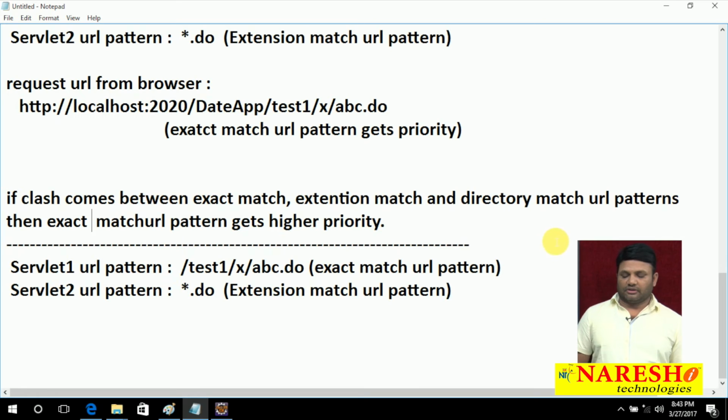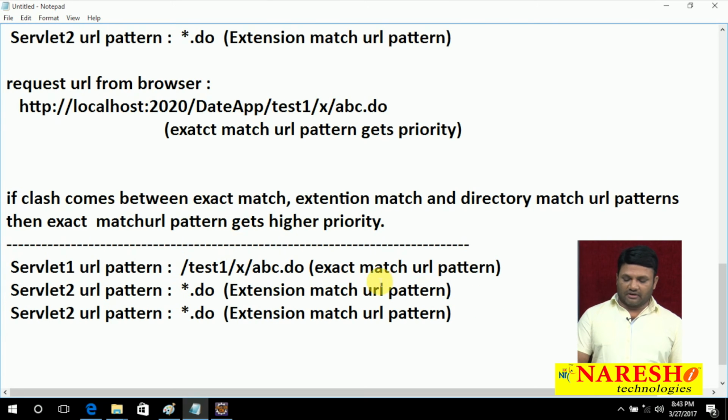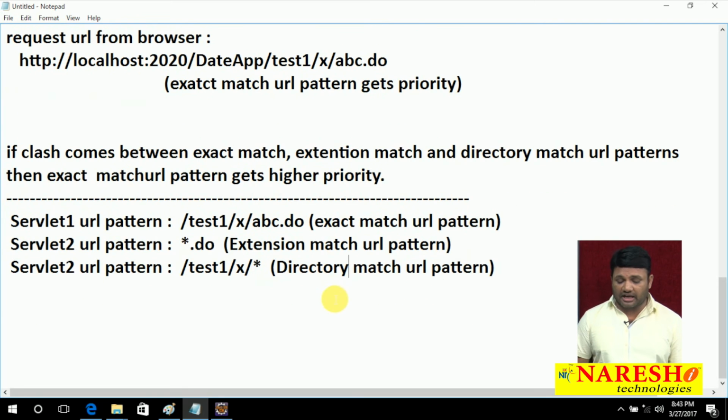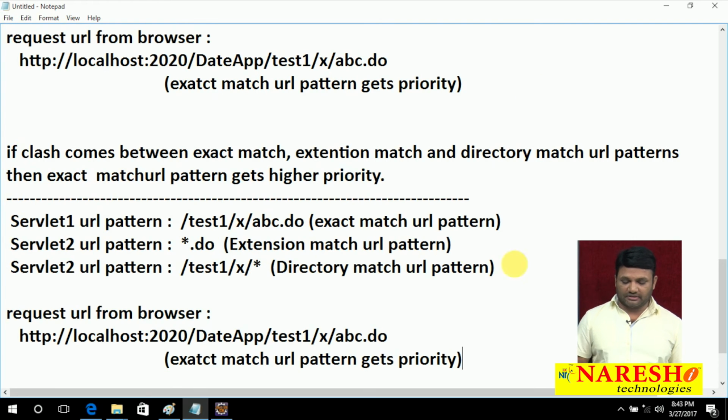Higher priority. So let's see, servlet 1 URL pattern, /test1/xabc.do, exact match. Servlet 2 URL pattern, extension match. So I will take servlet 3 here. Let me take what here? Directory match. What is directory match? /test1/x, not abc here, just take star. So this comes under what here? Directory match URL pattern. So now let me take the URL, say paste.